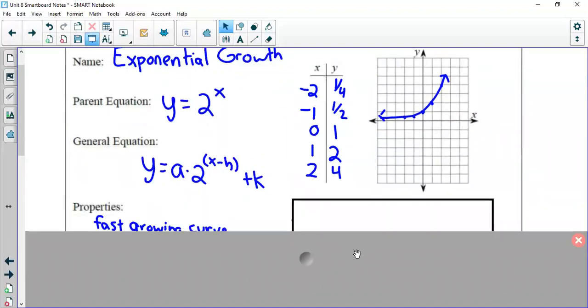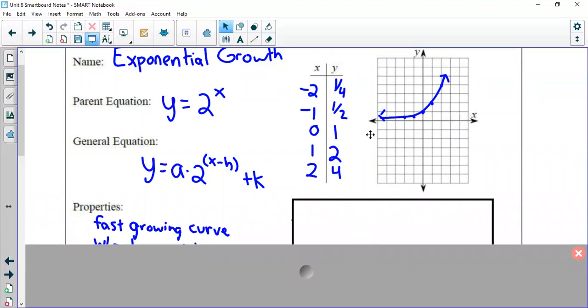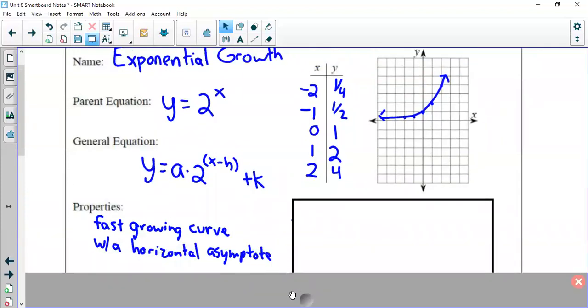There's some special things about this graph. It is growing very fast. You've probably heard the word exponential a lot with this COVID-19, how the spread is exponential, growing very fast, unfortunately. There is also a horizontal asymptote here. Remember that MC Hammer line, you can't touch it. Right here, you can never touch 0. It never touches 0, so that's what a horizontal asymptote means.